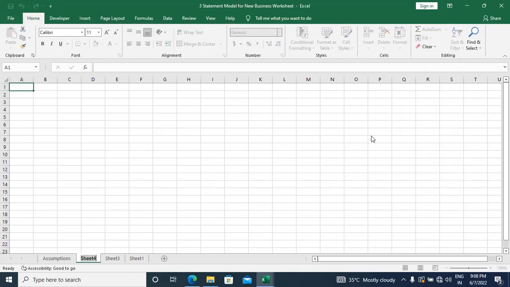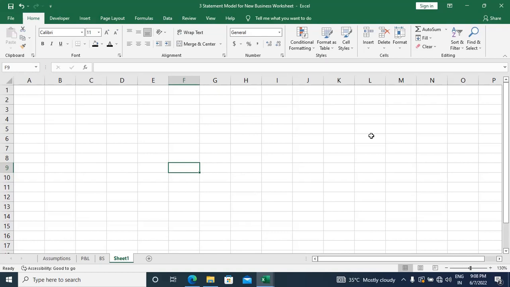What do I need? Profit and loss statement. So I'm just writing it PL right now. Control Page Down. I need one balance sheet also. So Alt H O R, balance sheet. Just BS, I'm writing the short form only. Control Page Down. Alt H O R. What do we need here? Cash flow. See, I'm writing the short form only. Cash flow. Press enter.